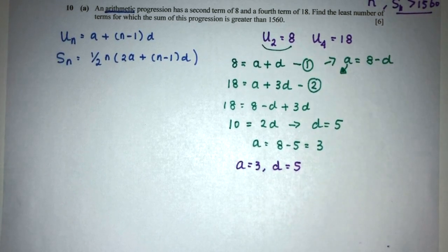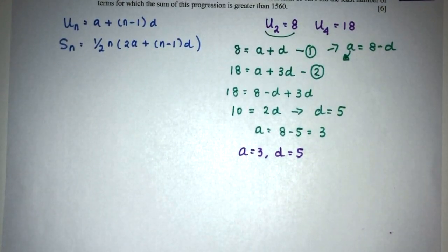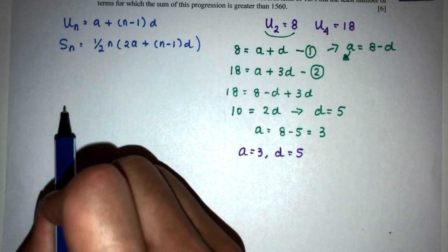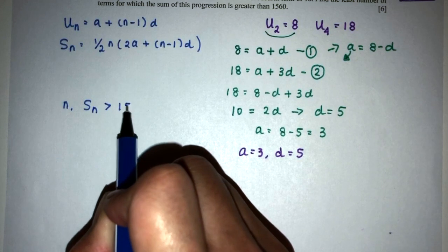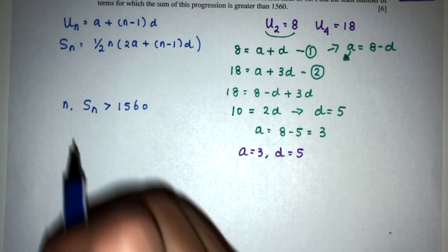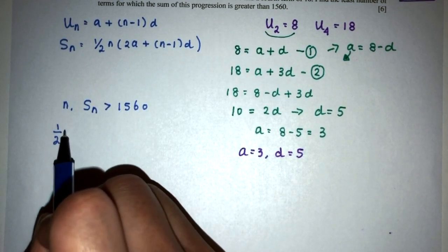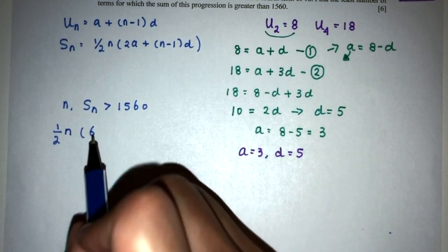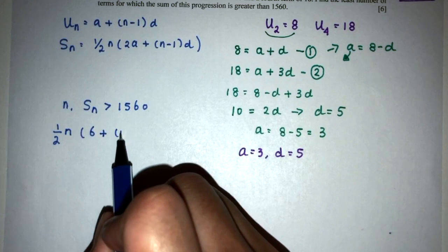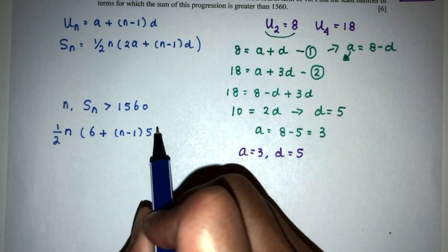We can move on to the next part, which is this one. We are trying to find the value of n for which s of n has to be more than 1560. S of n is what? It is half n. 2 times a will be 6, right? Plus n minus 1 times d, which will be 5.